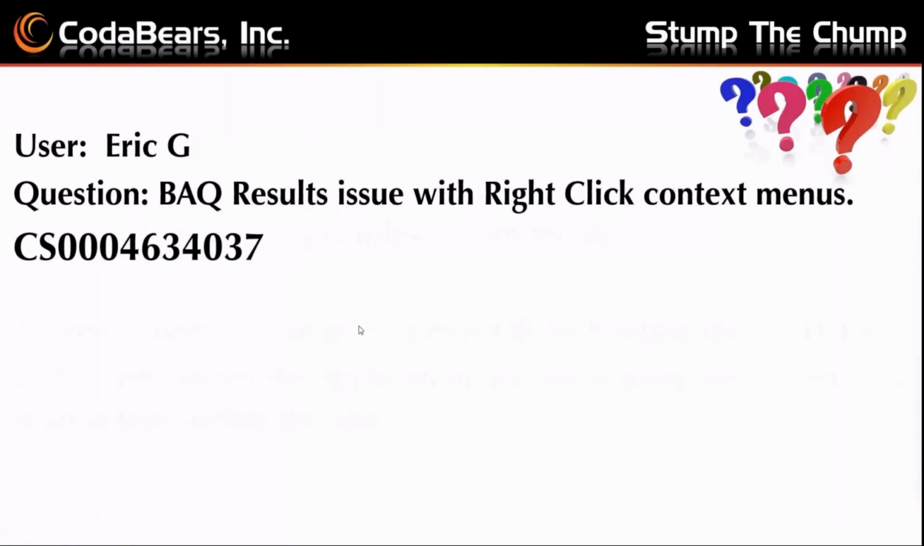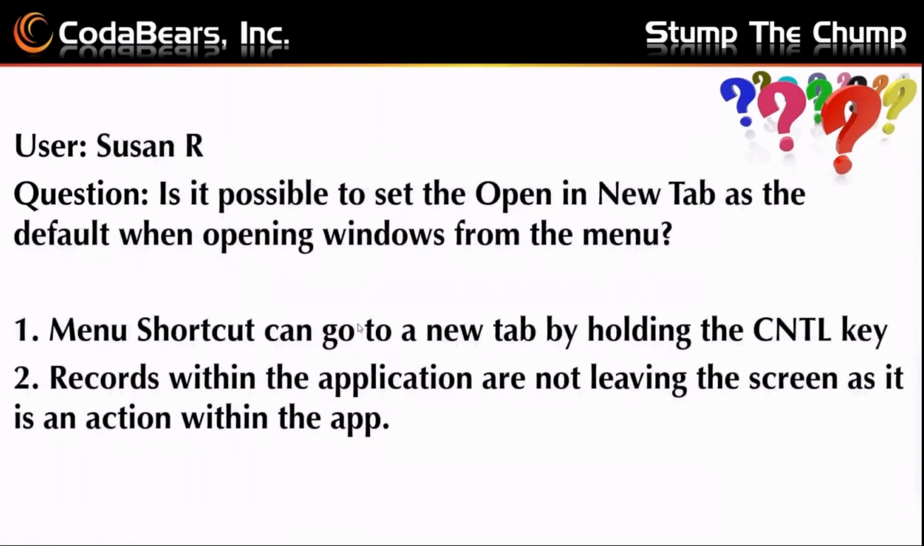Okay, our next one is from Susan, right after she posted the answer regarding the other one. Is it possible to set the open in new tab as the default when opening windows from the menu? From the menu, yes. Right-clicking on an order number and expecting it to go to a new tab doesn't work that way. The menu inside Epicor tells it to go ahead and open another.